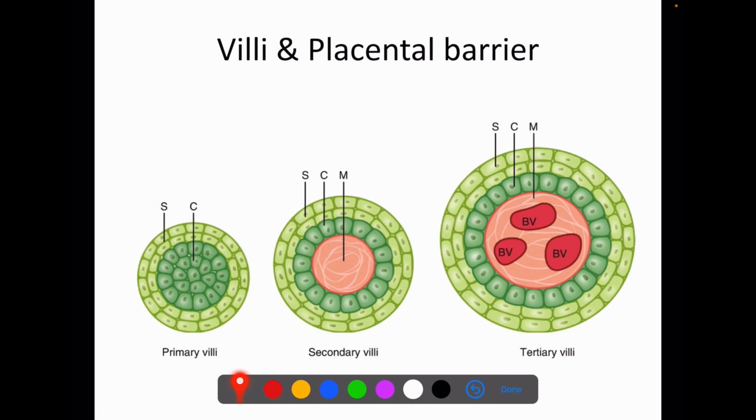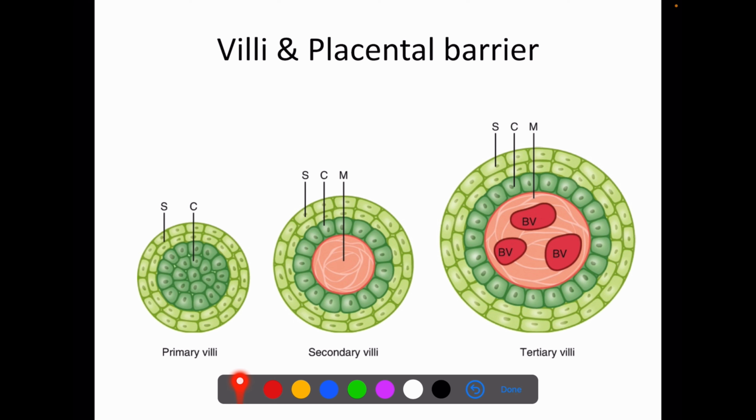Now understand primary villi, secondary villi, and tertiary villi. The primary villi will have a central core of cytotrophoblast surrounded by syncytiotrophoblast. Secondary villi will have a central core of mesoderm surrounded by cytotrophoblast, surrounded by syncytiotrophoblast, and with the development of fetal blood vessels, it will form tertiary villi.